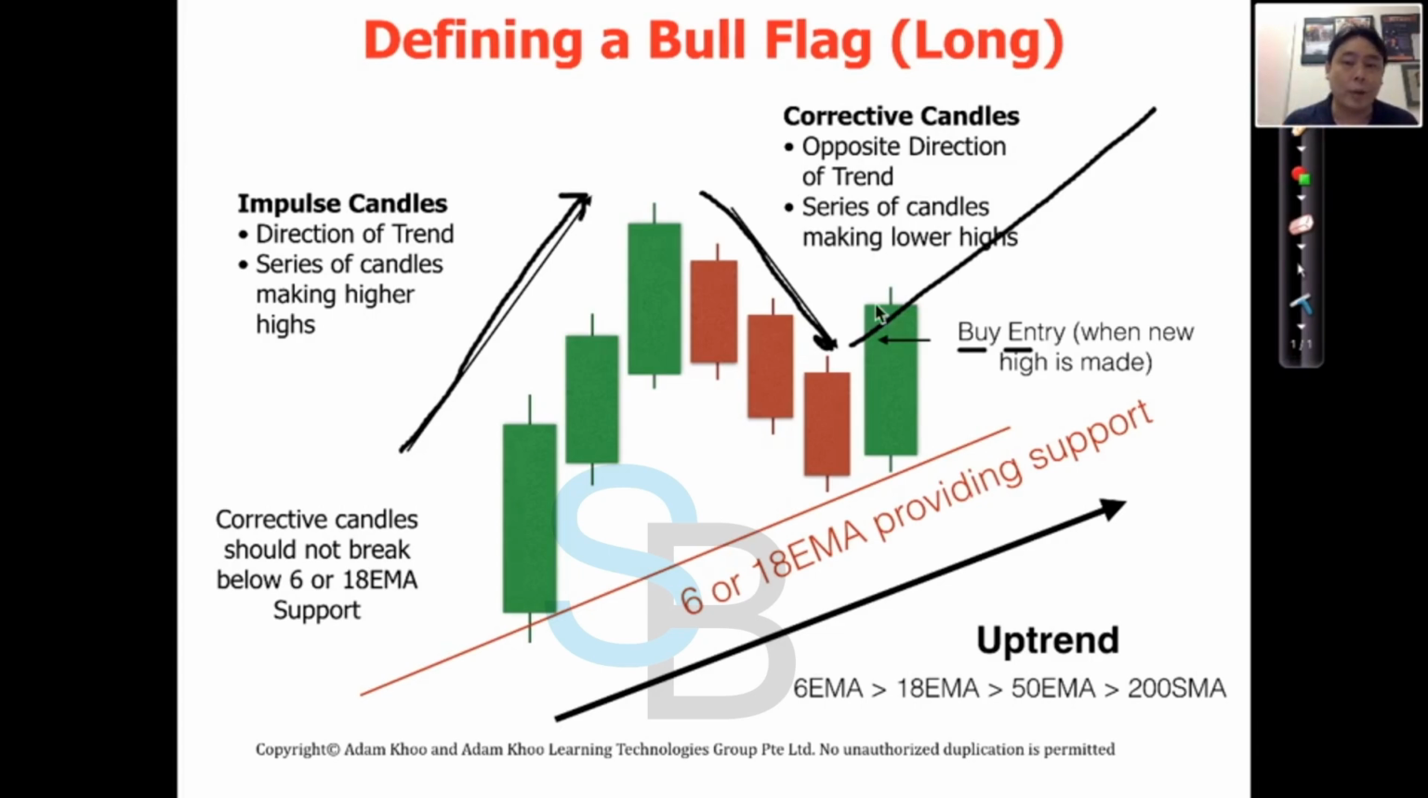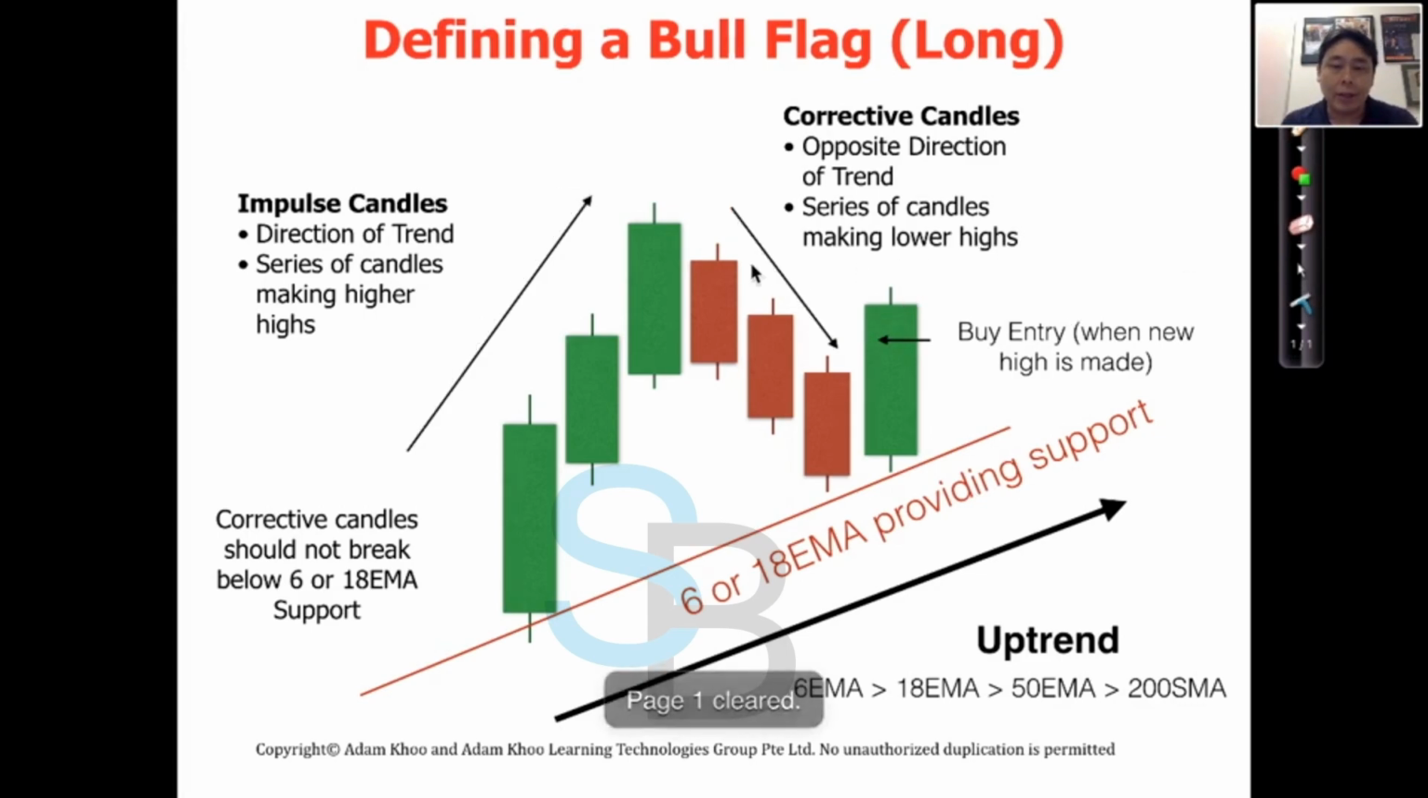The answer is when you see the price making a new high. As you can see, during the corrective candles, it keeps making lower highs. This high, and this high, and this high, right? It's making lower highs and lower highs. We're looking for a higher high. So the moment the price goes above the high of one of these candles, in this case, you can see that over here, it makes a new high. We want to enter right at this point here.